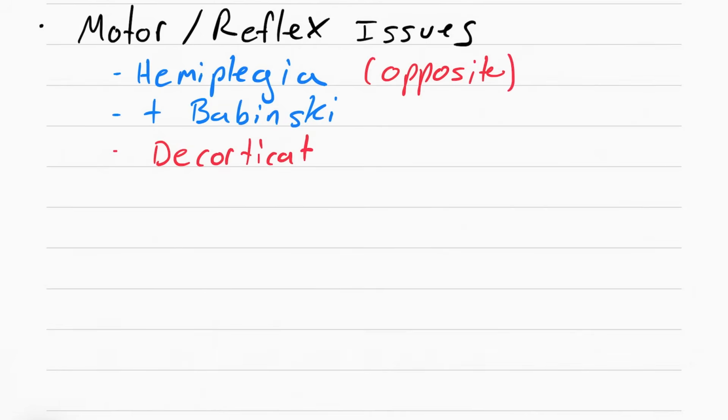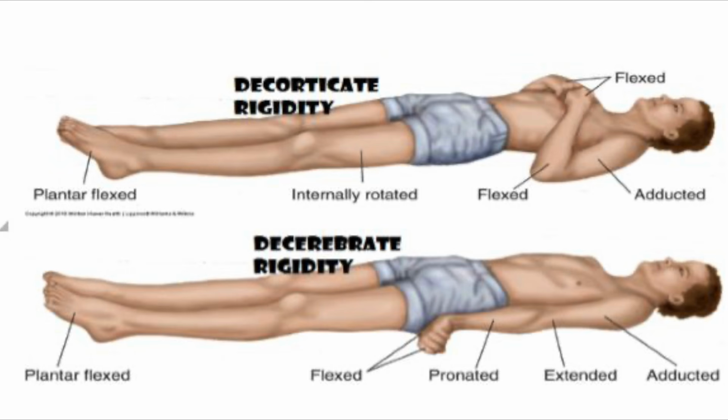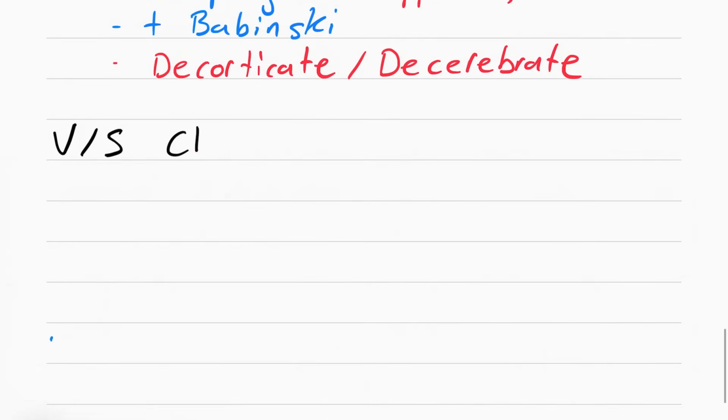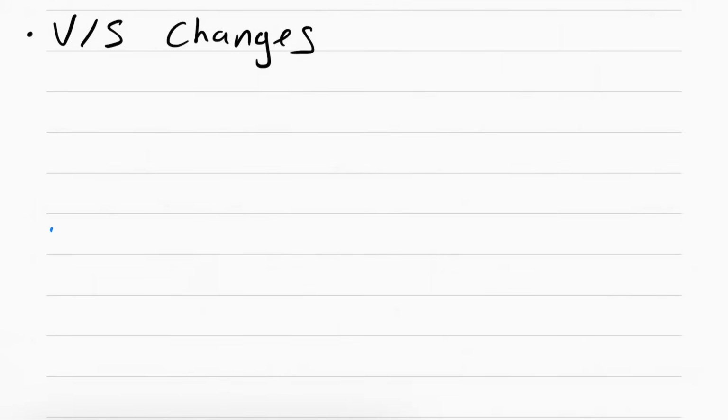Other motor issues that the patient can experience can be decorticate and decerebrate. These are very important to know. Make sure you remember that decorticate is when the patient flexes inward, and decerebrate is when the patient extends outward. When the patient starts having very high increased intracranial pressures, then you'll start seeing changes in vital signs.